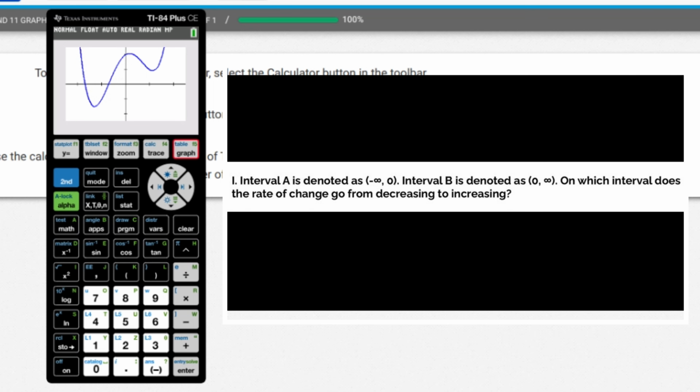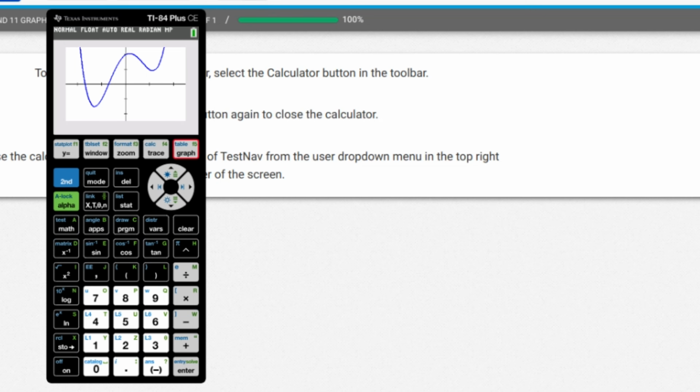The rate of change decreasing implies concave down. So right around here, I start being concave down and it stops right around here. Now, right around here, I begin being concave up, which means starting from here, my rate of change is decreasing, and starting right around here, my rate of change is increasing. So this point right here is where my rate of change goes from decreasing to increasing, which implies interval B.